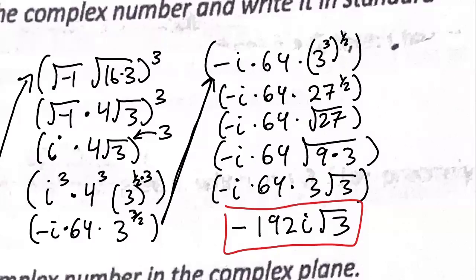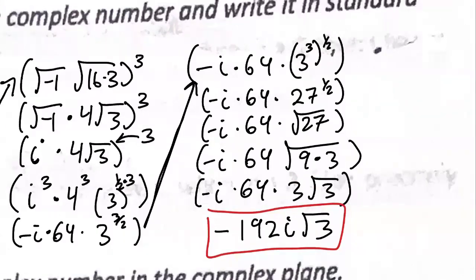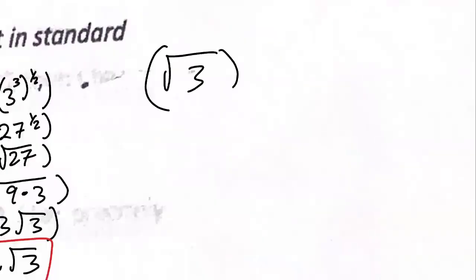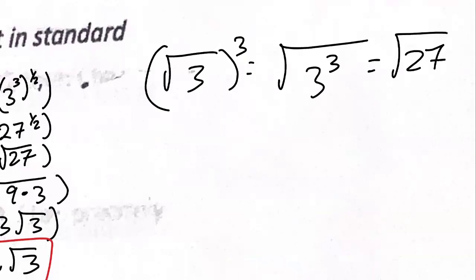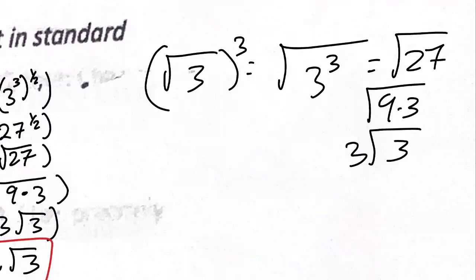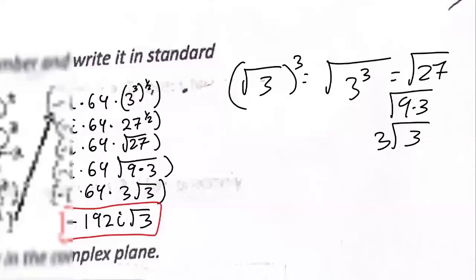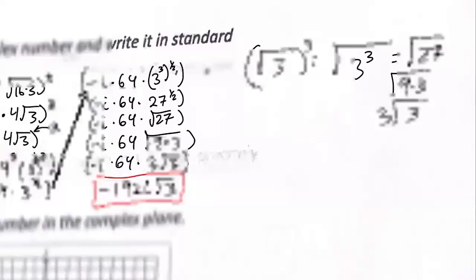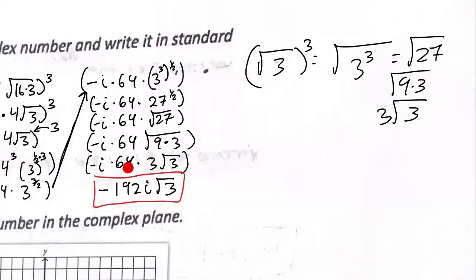But you technically didn't have to do that because you could have also done this. This to the power of 3 is just 3 to the power of 3, which gives you 27, and then that simplifies to 9 times 3, which is 3 radical 3, and you'll still get to the right answer. And honestly, just the way you look at it. I would have done this just because it shows your work. You get to the right answer either way.